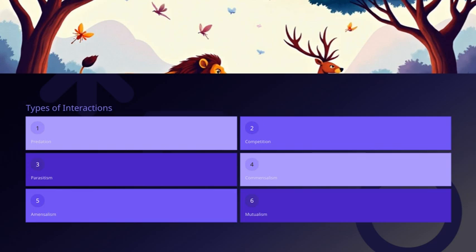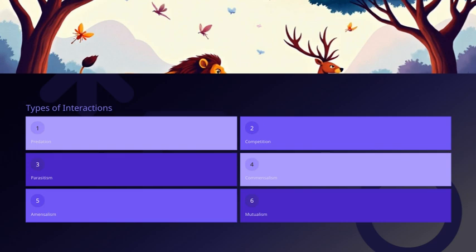This competition can influence survival and reproductive success for the species involved. Then we have amensalism, a less obvious interaction where one species is harmed and the other is unaffected. A good example might be when a plant releases substances that inhibit the growth of nearby plants. Following that, commensalism is an interaction where one species benefits and the other remains unaffected.